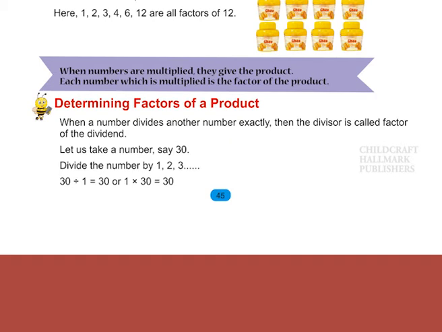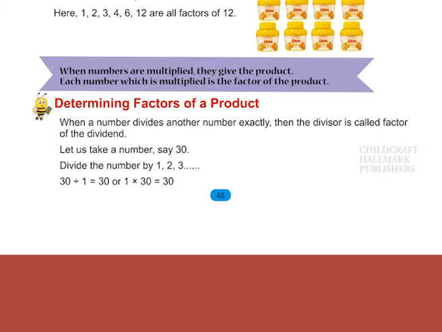When numbers are multiplied, they give the product. Each number which is multiplied is the factor of the product. Determining factors of a product. When a number divides another number exactly, then the divisor is called factor of the dividend. Let's take a number, say 30. Divide the number by 1, 2, 3, etc.